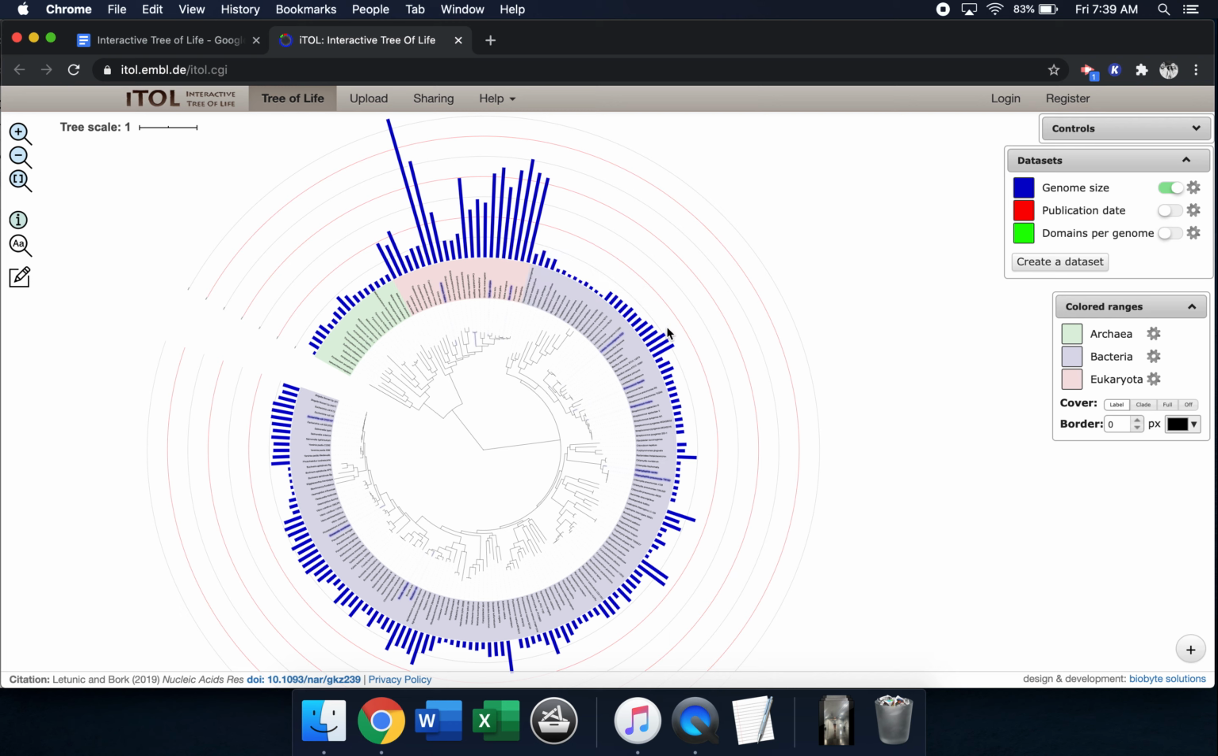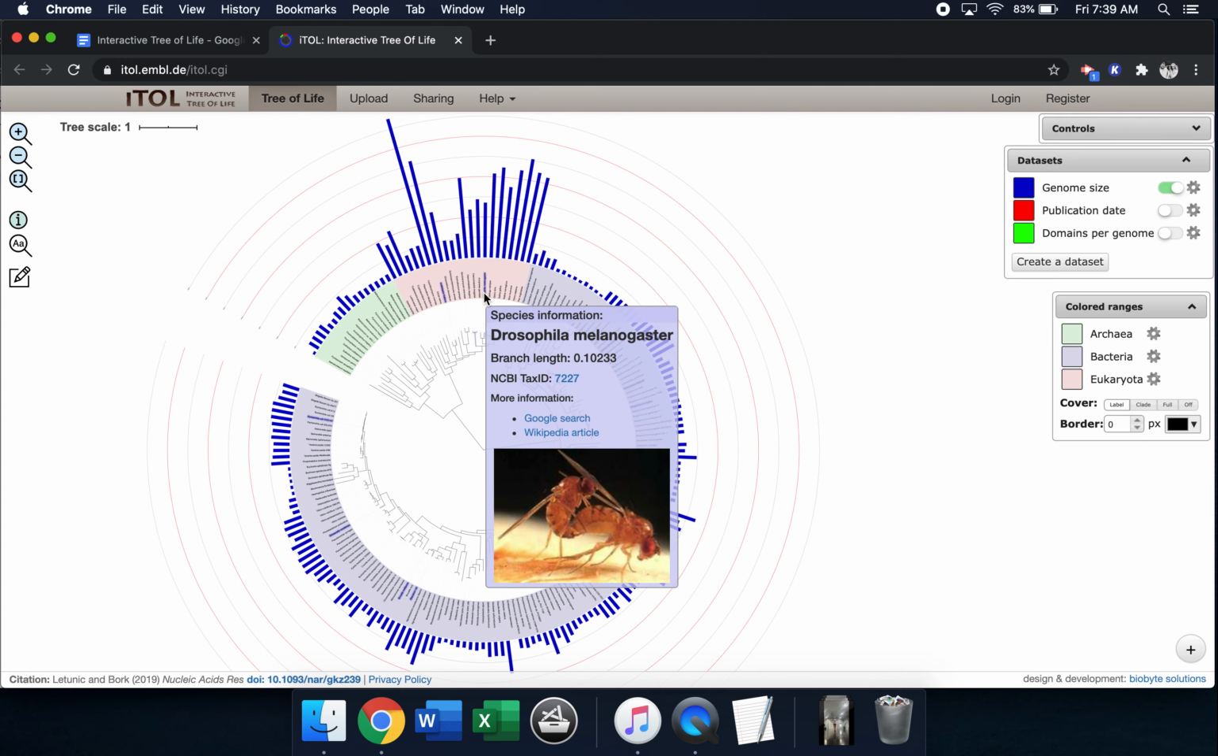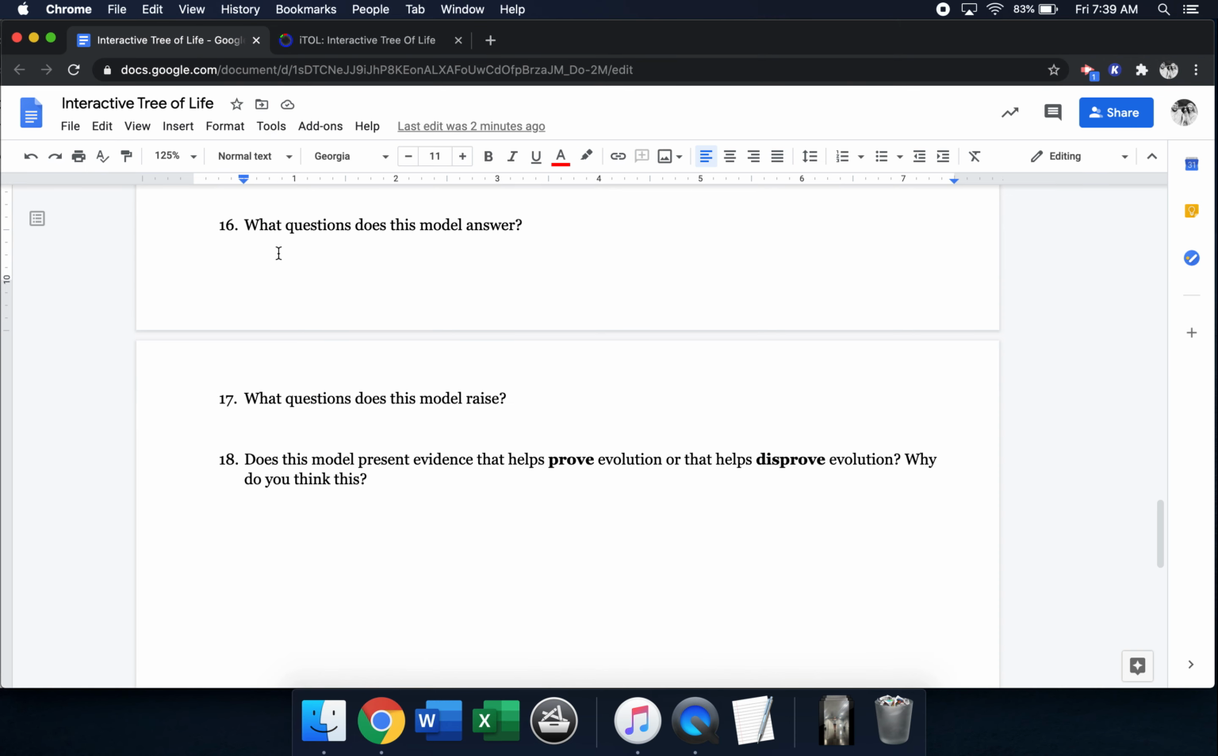This model gives us the size of their genome, how much genetic information it has. This model tells us how all these organisms are related and if they're closely related or they're not closely related. It tells us the scientific names of some organisms. So thinking about the pieces of information that it gives us, what does this model answer?